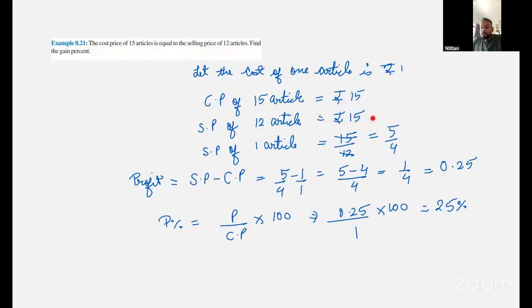Okay, sir, got it. Yes, David. I had a question. How do you get this 1? Because this is the selling price of one article, which is 5 by 4, minus the cost price of one article, which is 1. Then I make the denominator the same, I multiply it by 4 and 4. So it will become 5 minus 4 upon 4. This is the common denominator. Got it?